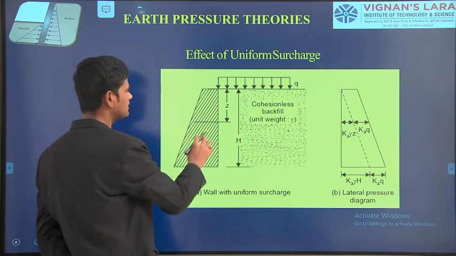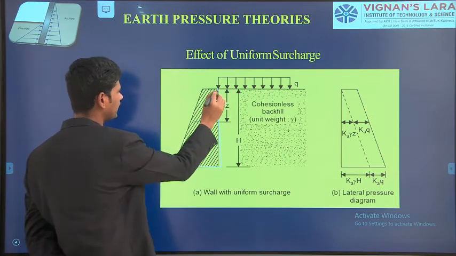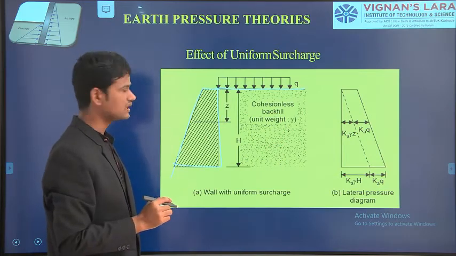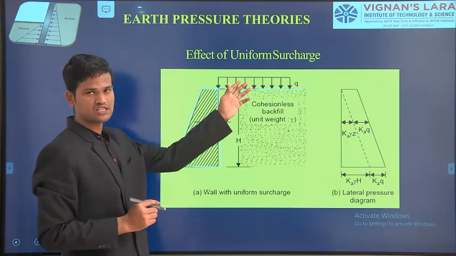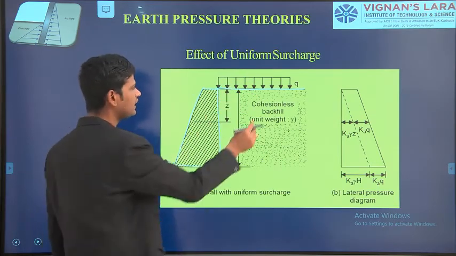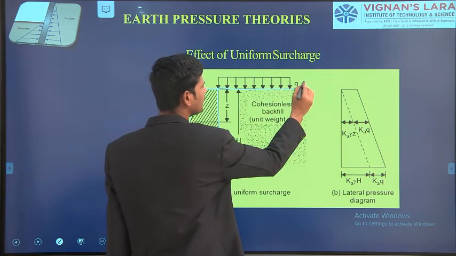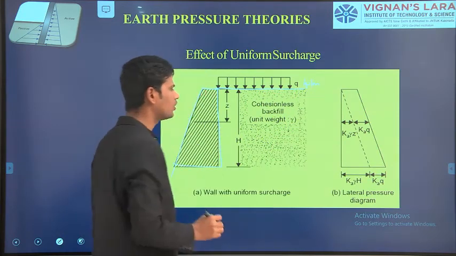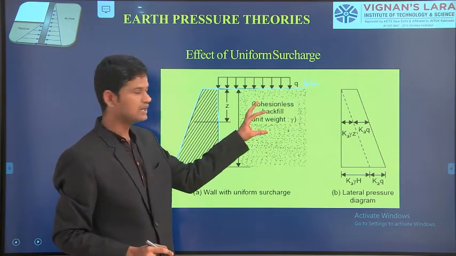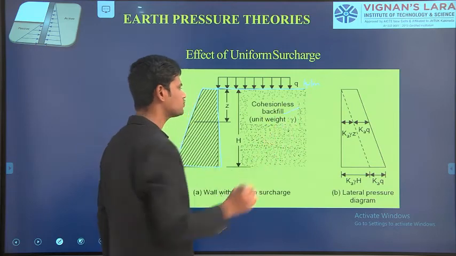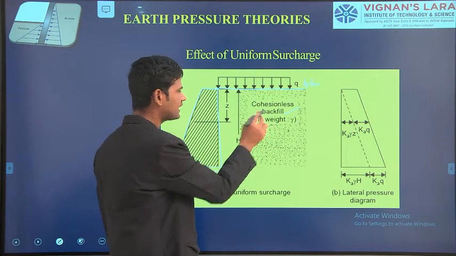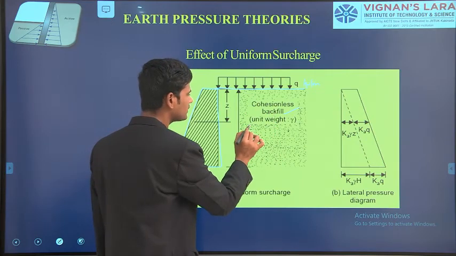Again, if you see here, this is one more type of retaining wall. For this retaining wall, there is a pavement construction. In the pavement construction, there is transportation of vehicles. For the transportation of vehicles, there is a uniformly distributed load acting on this soil mass. The uniformly distributed load we are taking as q kilonewton per meter. The soil behind the retaining wall we are naming as backfill. The backfill we are taking as a cohesionless soil, and the unit weight of the soil mass we are taking as gamma.